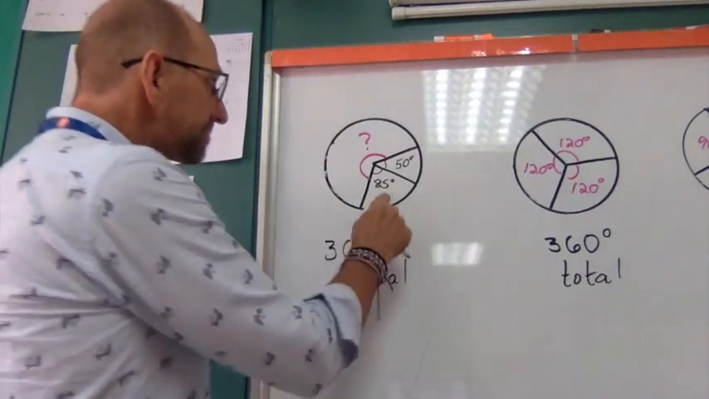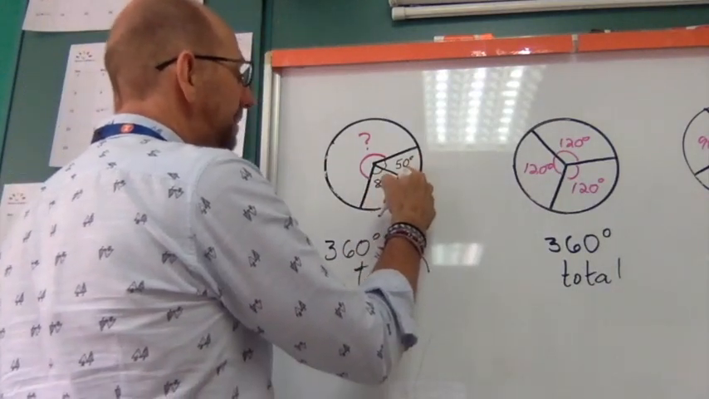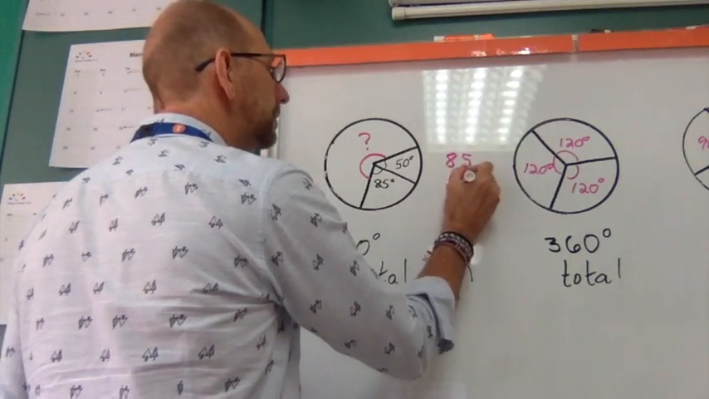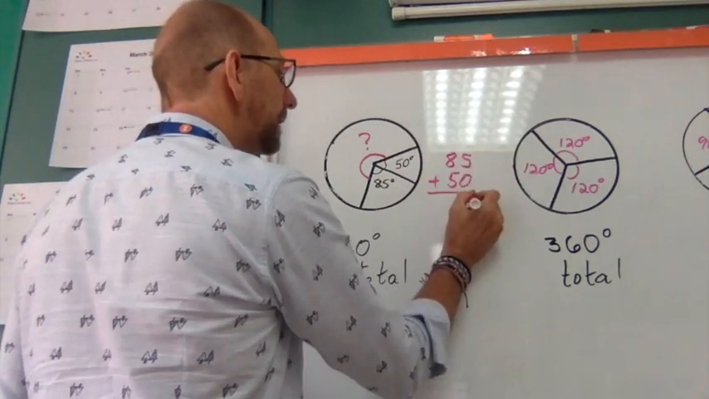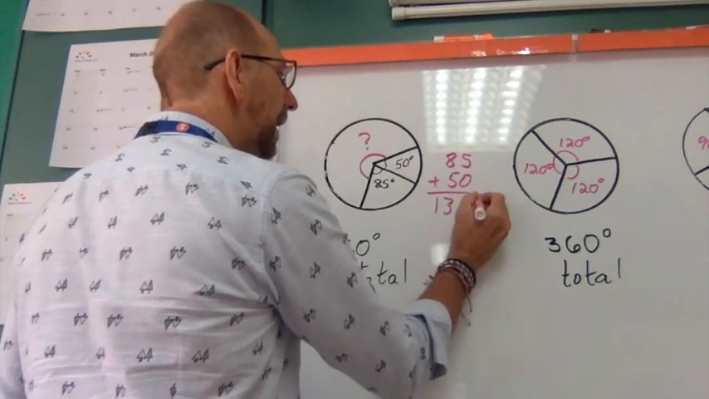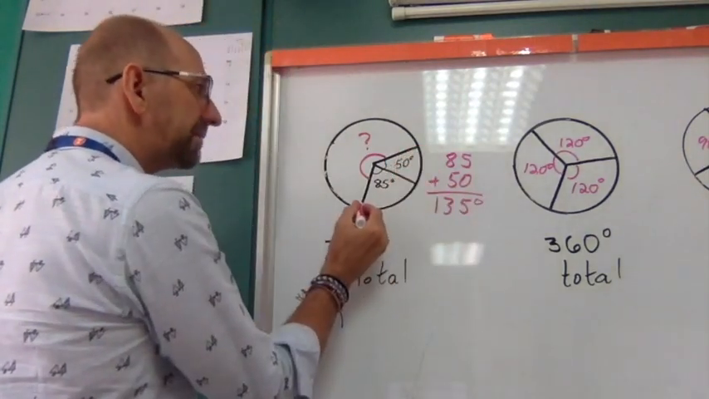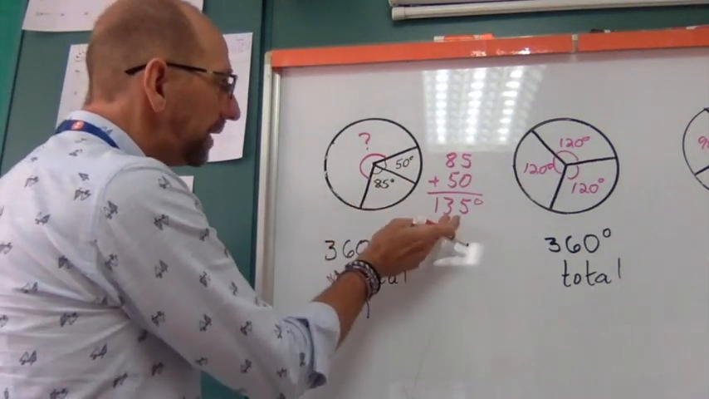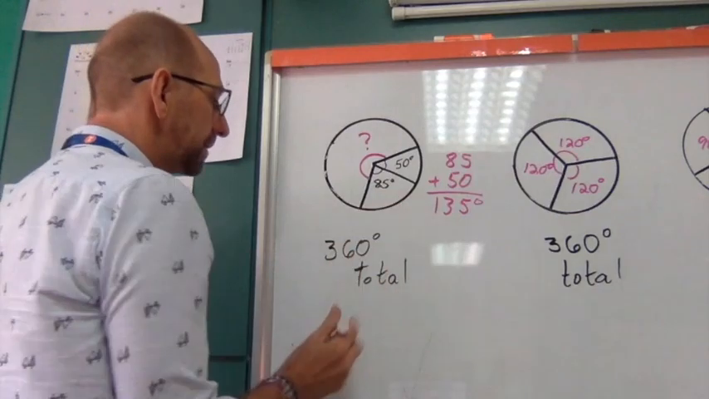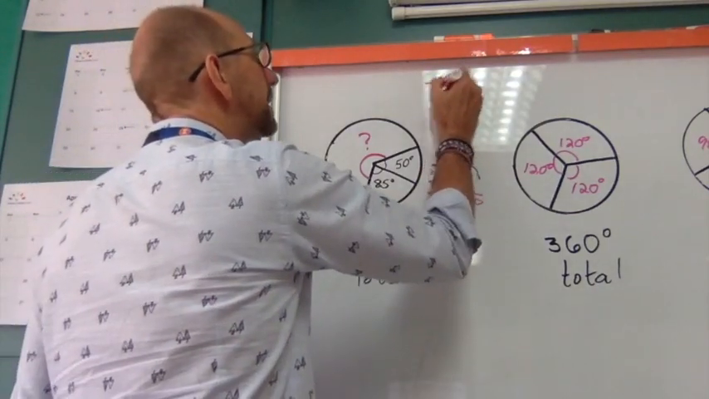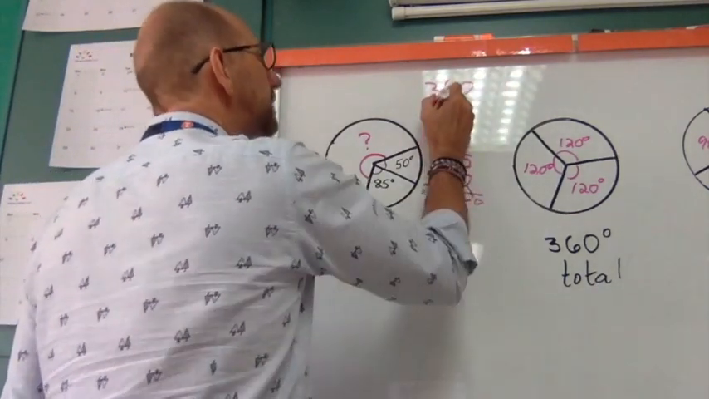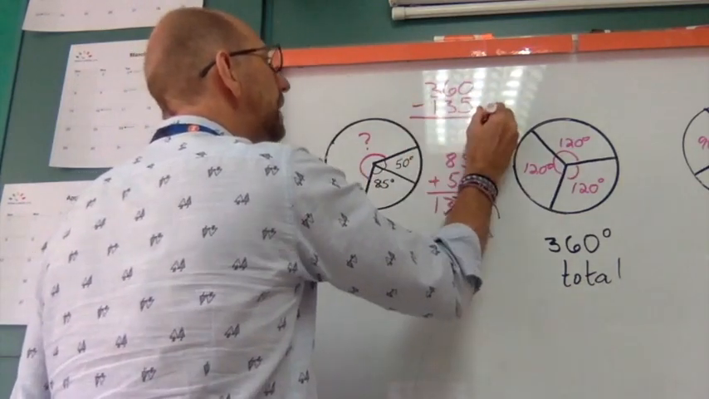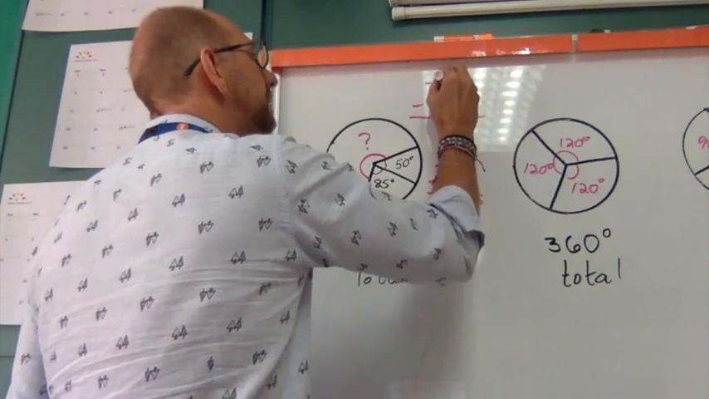So I'm going to take 85 and 50 and I'm going to add them together. That's 85 plus 50 degrees. So I know that this is 135 degrees being taken up already in this section here. So whatever is left is this angle here. So yes, we subtract. I'm going to take the 360 and subtract 135, and that's going to get me that angle there. Subtract. 0 minus 5, oh, we can't do that. I need to regroup.